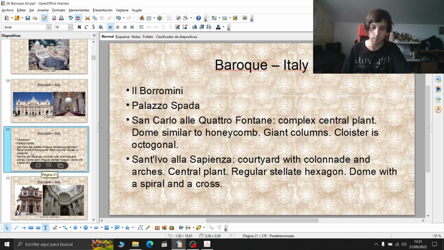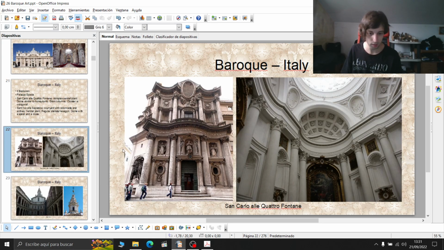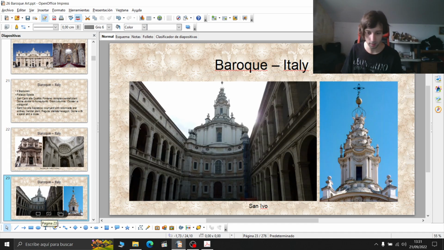Il Borromini. This one has much more interesting architecture. Palazzo Spada, San Carlo alle Quattro Fontane, complex central plan, dome similar to honeycomb, giant columns, octagonal cloister. Sant'Ivo alla Sapienza, courtyard with colonnade and arches, central plan, regular stellate hexagon, dome with a spiral and a cross. San Carlo alle Quattro Fontane, you see with the curves, and this Sant'Ivo.